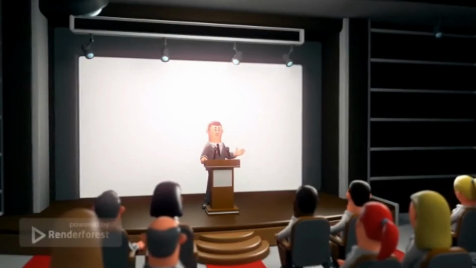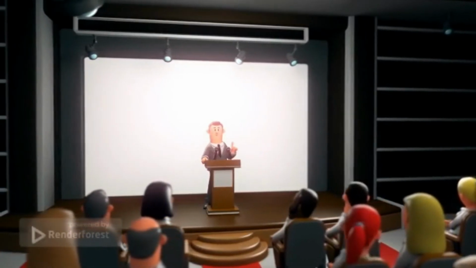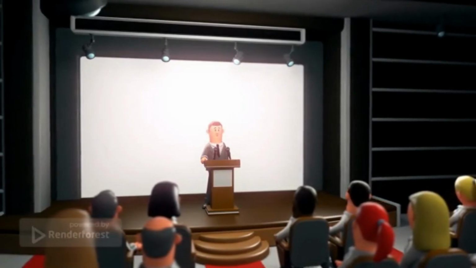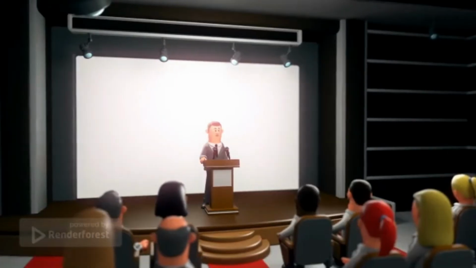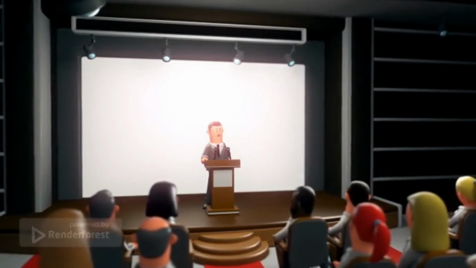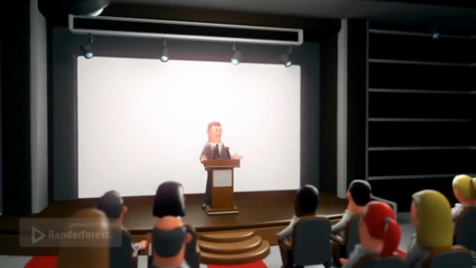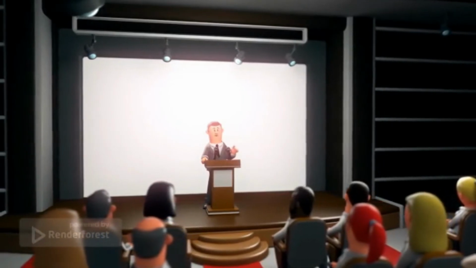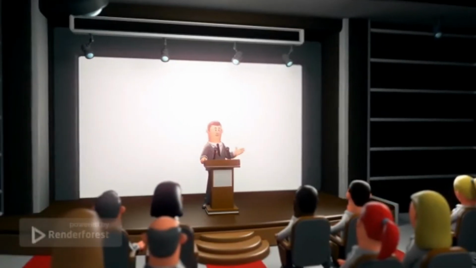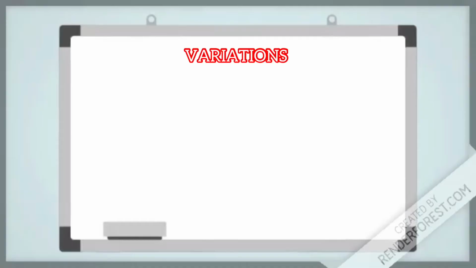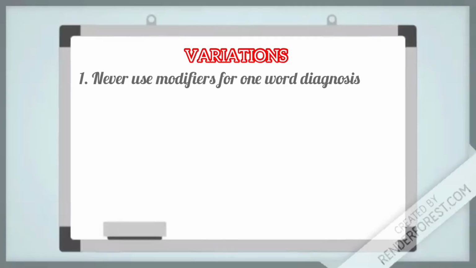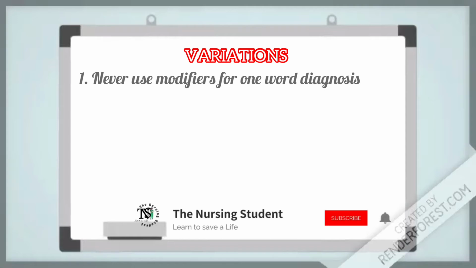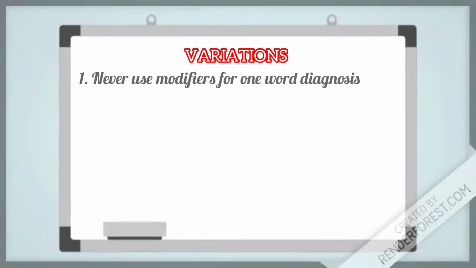And now let us move on to the variations. The variations in the diagnostic statement basically are just exemptions, okay? Situations where you can bend the rules just a little bit, you can change things, and you can also add things to spice up your diagnostic statement. So the first exemption, or the first variation that we're going to talk about, is that when dealing with three-part nursing diagnostic statements, we have the modifier or the qualifier and then the problem focus. That's the P. Never use modifiers or qualifiers for one-word nursing diagnosis.